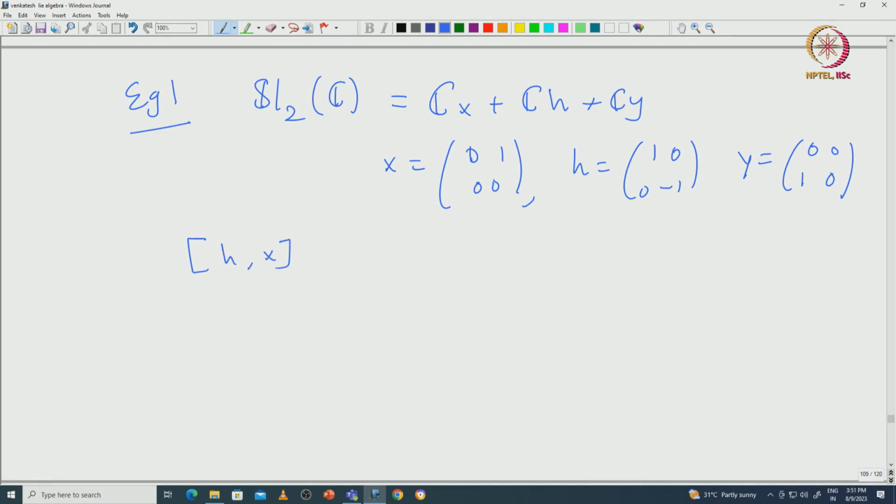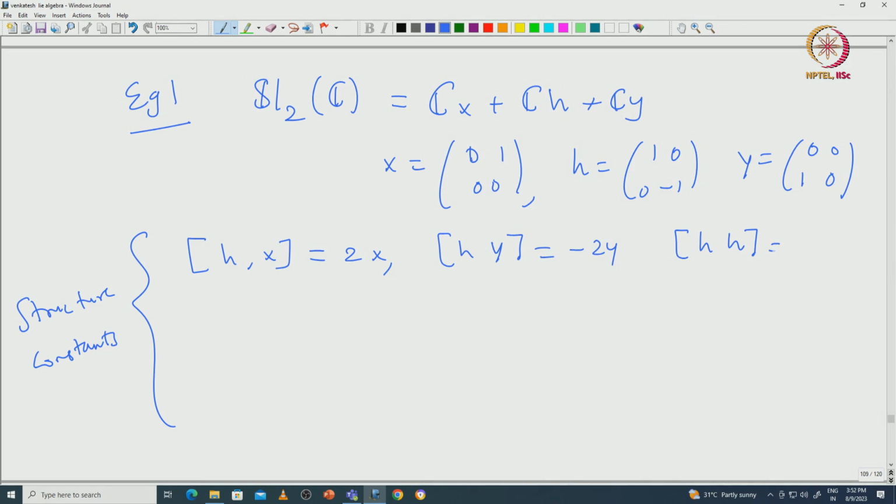If you do the computation, you can see that the bracket [h, x] is nothing but 2x, the bracket [h, y] is nothing but minus 2y, and the bracket [h, h] is 0. Similarly, the bracket [x, x] is 0, the bracket [x, y] is h, the bracket [h, x] is already given, and the bracket [y, y] is 0.